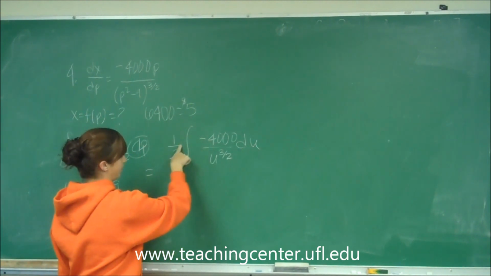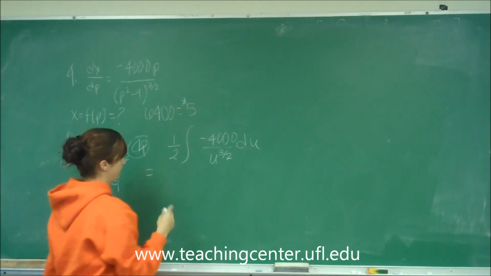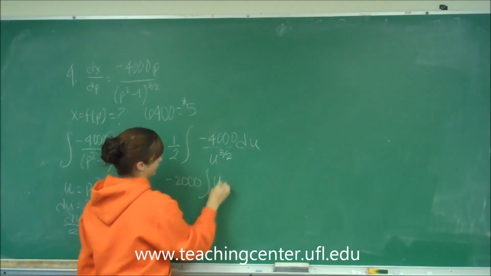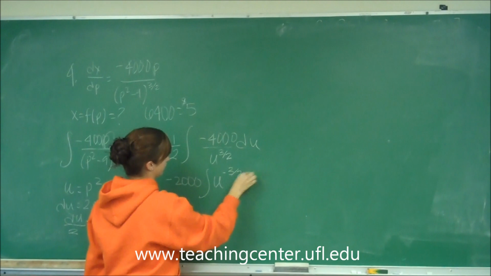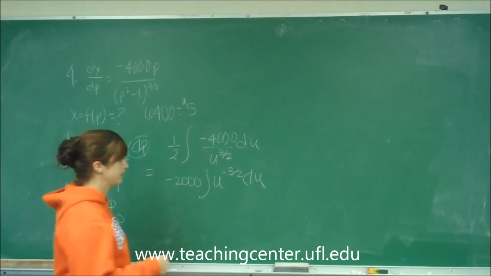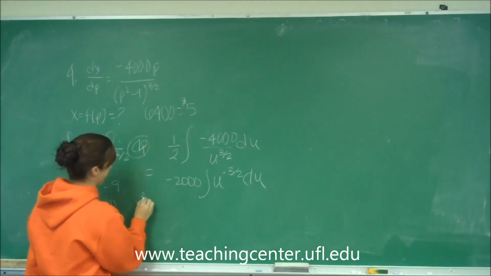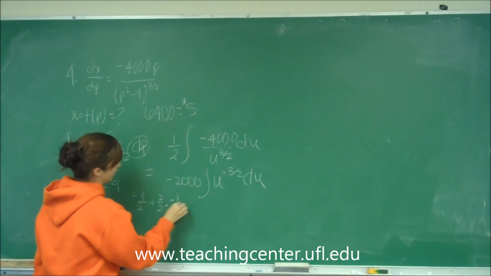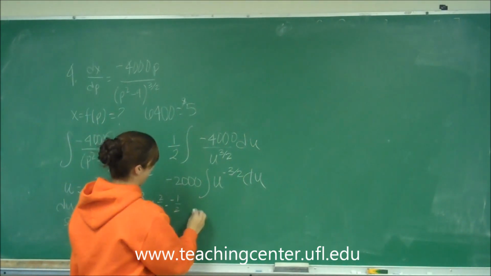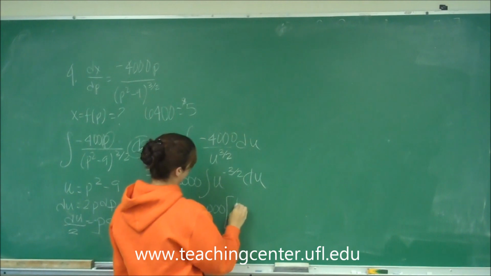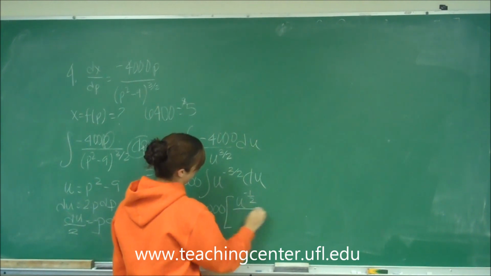Now I can pull 4,000 out because it's a constant, so I get negative 2,000 times the integral of u to the minus 3/2. This is a lot easier to solve. I add 1 to the exponent and divide. So negative 3/2 plus 2/2 is minus 1/2. So I have minus 2,000 times u to the minus 1/2 divided by minus 1/2.